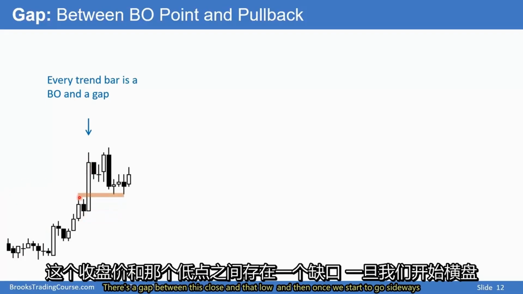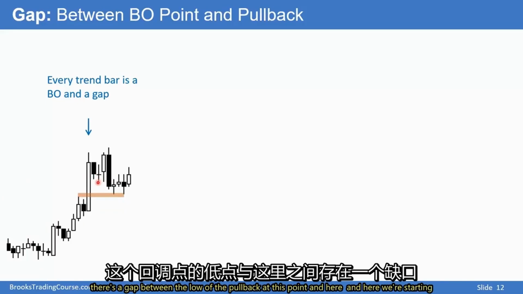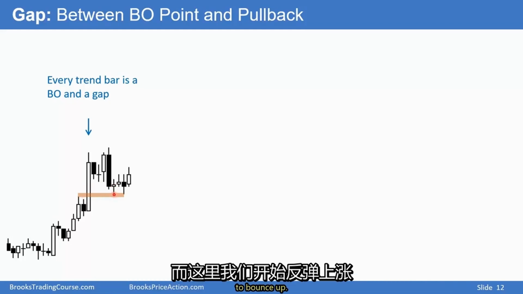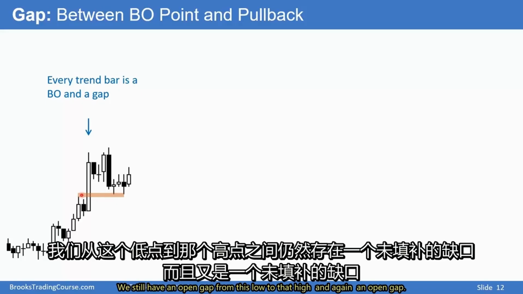There's a gap between this close and that low. And then once we start to go sideways, there's a gap between the low of the pullback at this point and here. And here we're starting to bounce up. We still have an open gap from this low to that high. And again, an open gap.